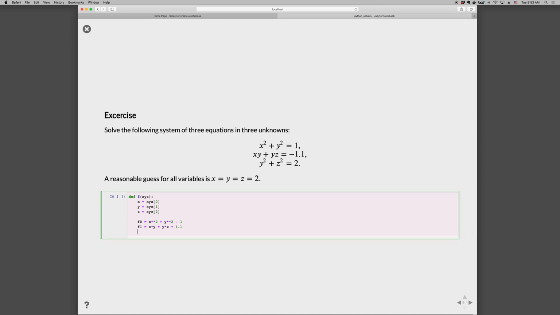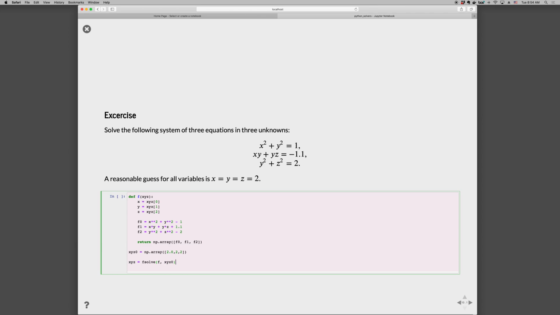And f2 is y squared plus z squared minus 2. And then we return np.array, an array of functions, f0, f1, f2. Then give it an initial guess, xyz0 equals np.array 2, 2, 2. And let's make sure those are integer arrays. And then we'll do xyz equals fsolve, the function and the initial guess.